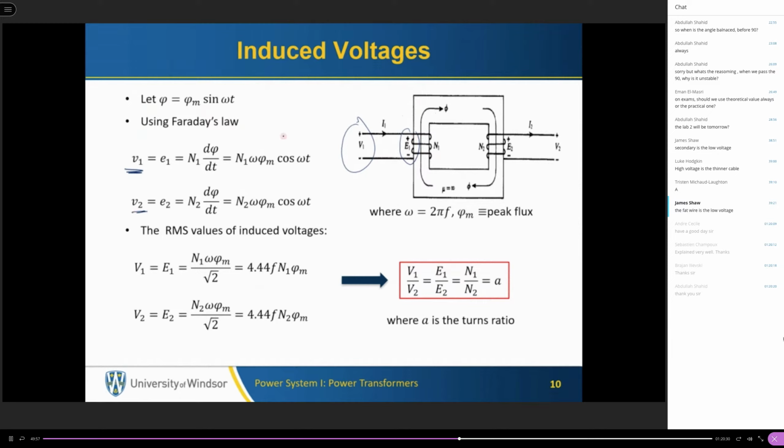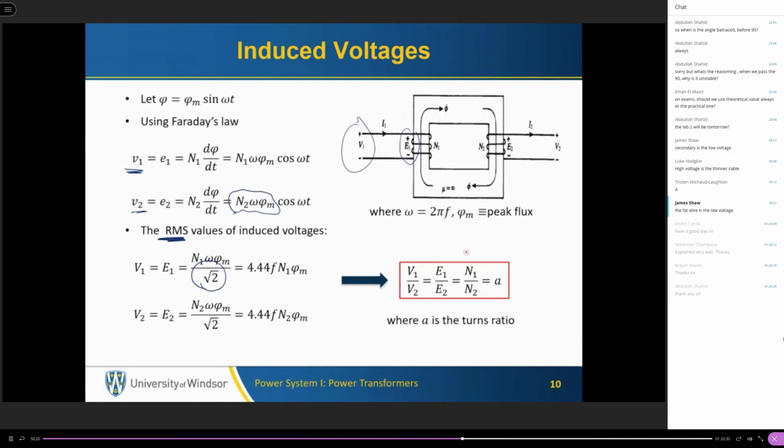This is going to be V2. You can get it also using Faraday's law. And in RMS, you can divide this maximum voltage by √2 to get the RMS value. And at the end of the day, the voltage ratio is equal to the turns ratio. This is something that every one of us knows.